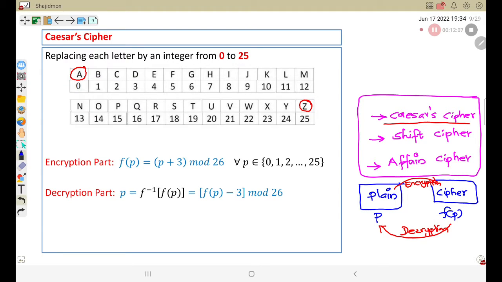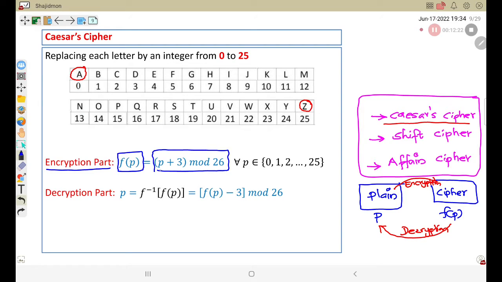Now Caesar cipher for the encryption part. All of you clear? Encryption means we need to calculate f of P, correct? So f of P equals, the rule is, (P + 3) mod 26.